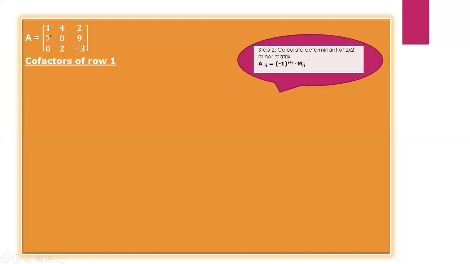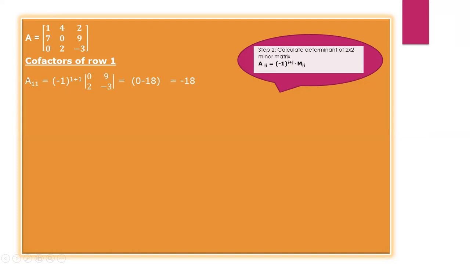So first of all, we will find the cofactors of row 1. There are 9 elements, so we have to find the 9 cofactors. Okay. So how will we find the cofactors of row 1? The very first element is 1.